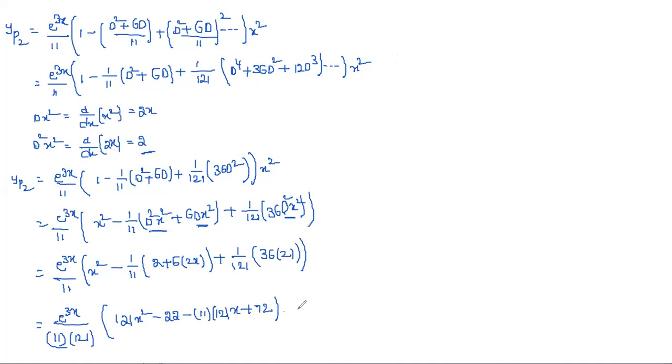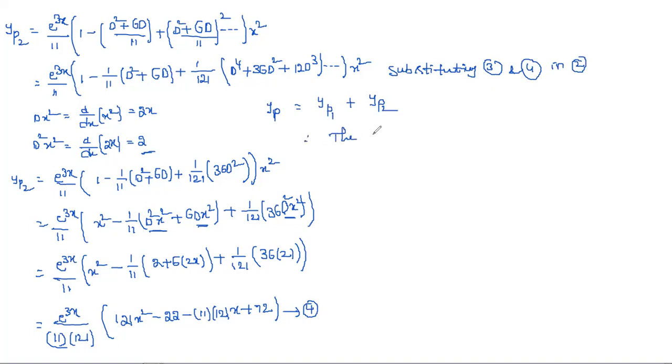And then we have to substitute. Let it be taken as 4. So substituting 3 and 4 in equation 2, then yp is equal to yp1 plus yp2, right? We need to substitute yp1 as well as yp2 here, and therefore the complete solution is y equals yc plus yp.